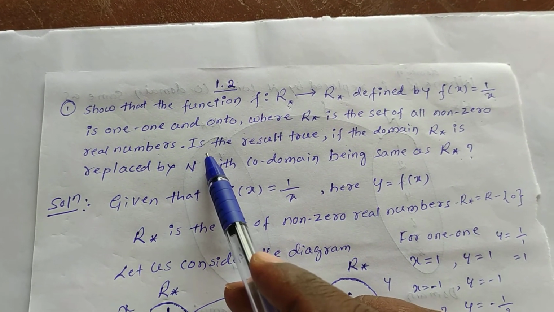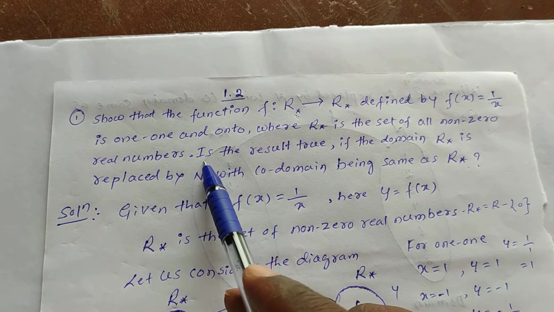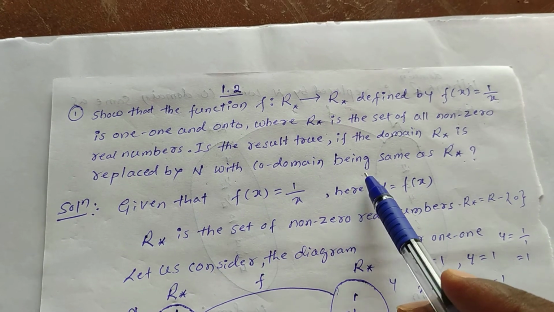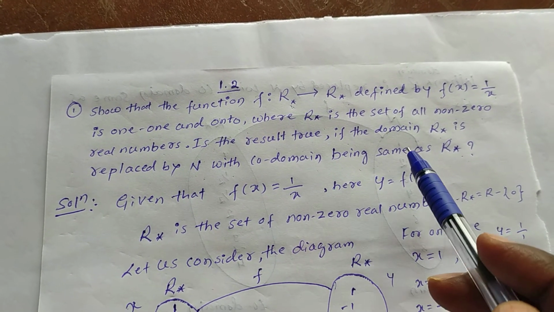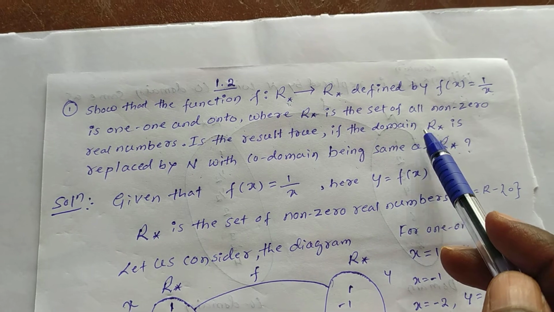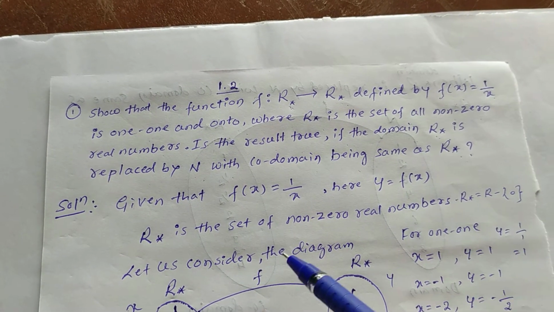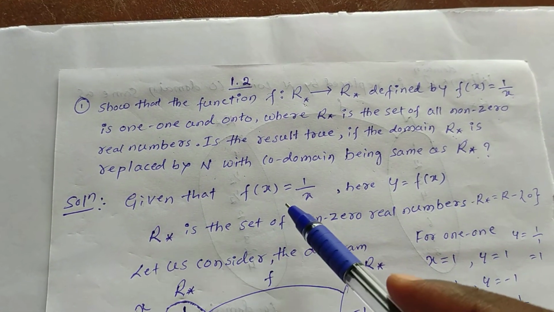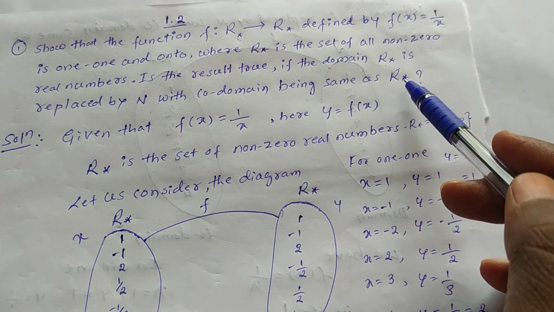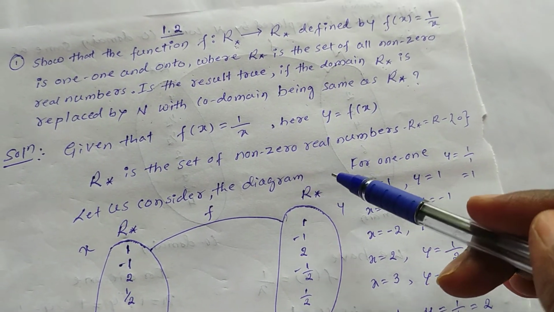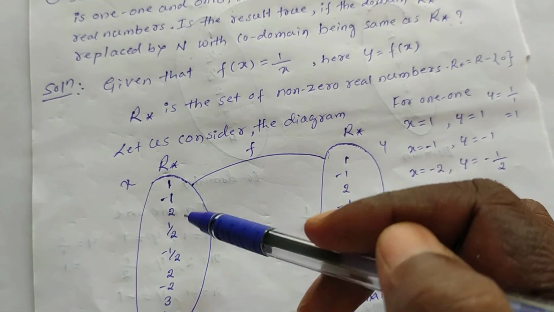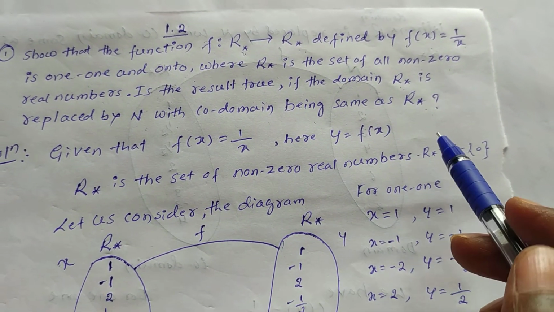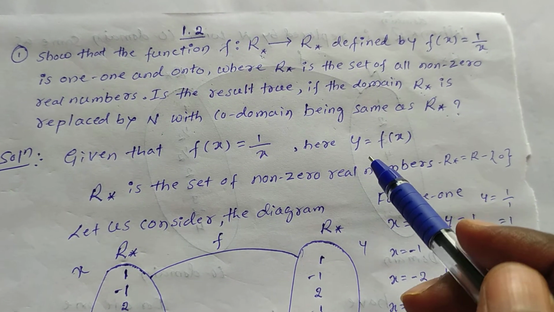And one more thing, they asked a question: is the result true if the domain R star is replaced by N with the codomain being the same as R star? Here there is one small change. If R star in the domain is replaced by the natural numbers, and R star in the codomain remains the same, only the domain is changed from R star to N, is the result the same? They asked this question. We have to check it first.